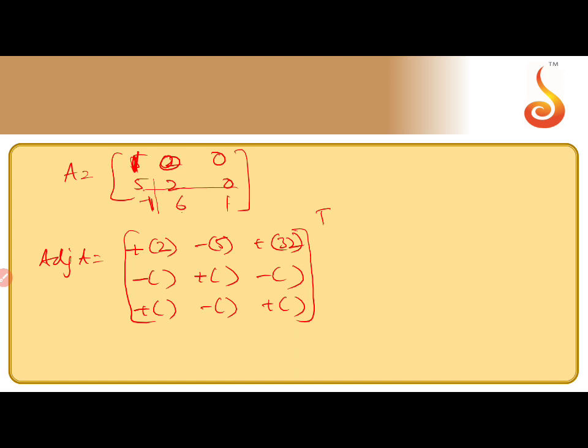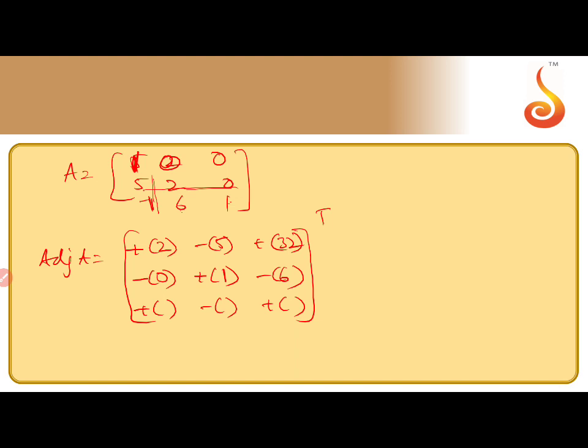Next for 5, the second row first element, the cofactor means remove the row and column containing that number. So that is 0 minus 0, that gives 0. Now for the middle 2, remove its column and row, we get 1 minus 0, which is 1. Now for the last 0, take its row and column out, so 6 minus 0, this is 6. I hope this is clear.